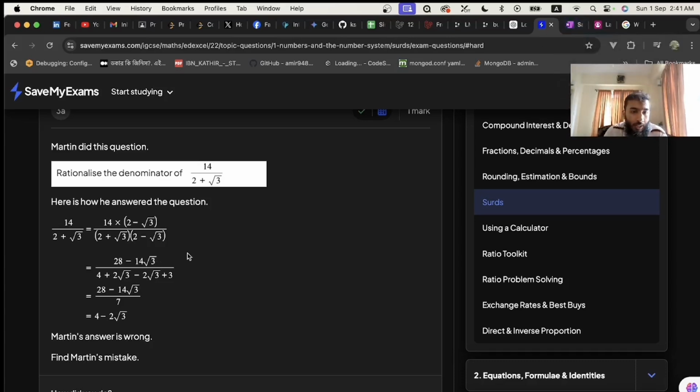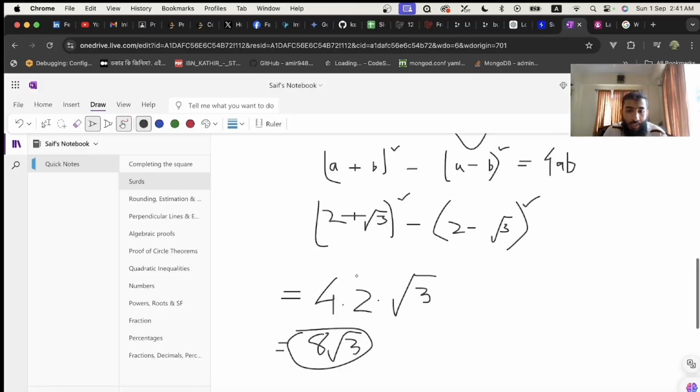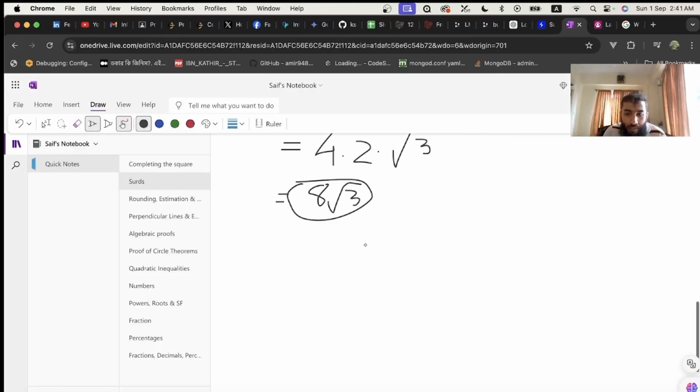So let's now focus on this part. Let's first try to solve this ourselves and match it with where Martin went wrong. Okay, so let's focus on this 14 by 2 plus root 3. So if I use my pen tool, 14 by 2 plus root 3, right?